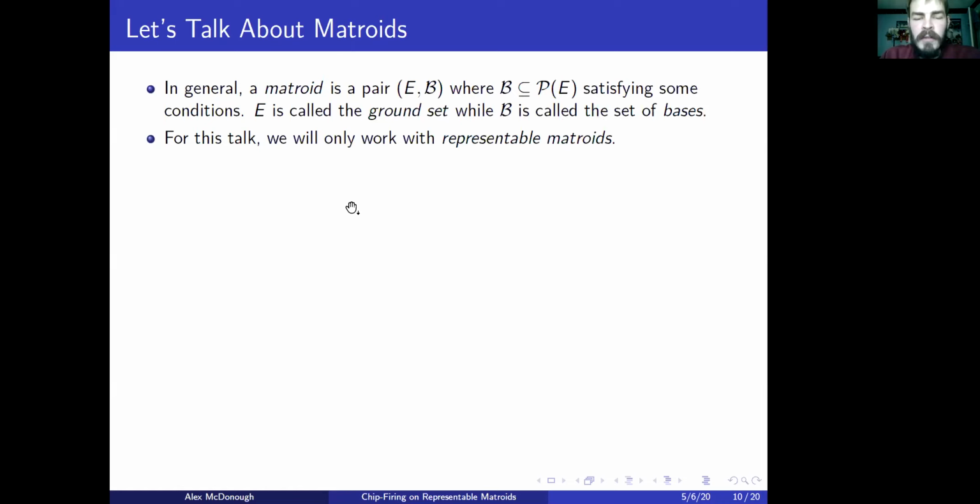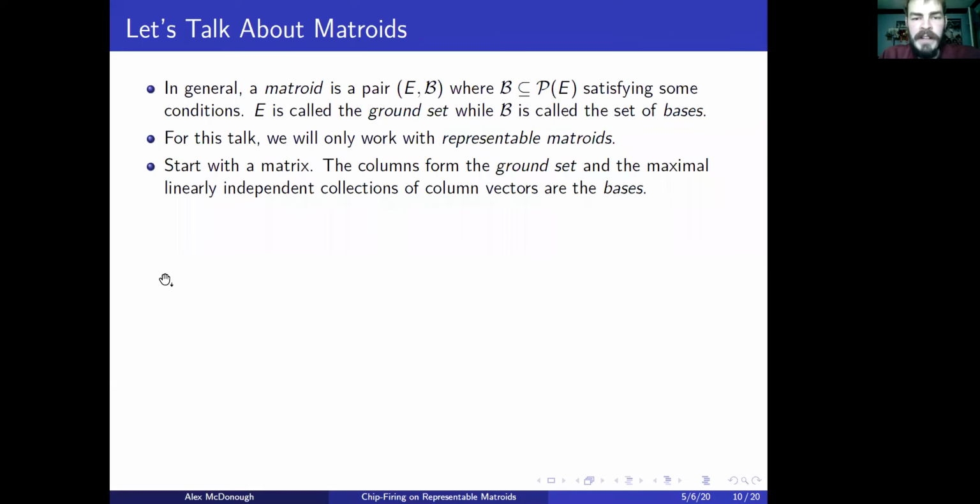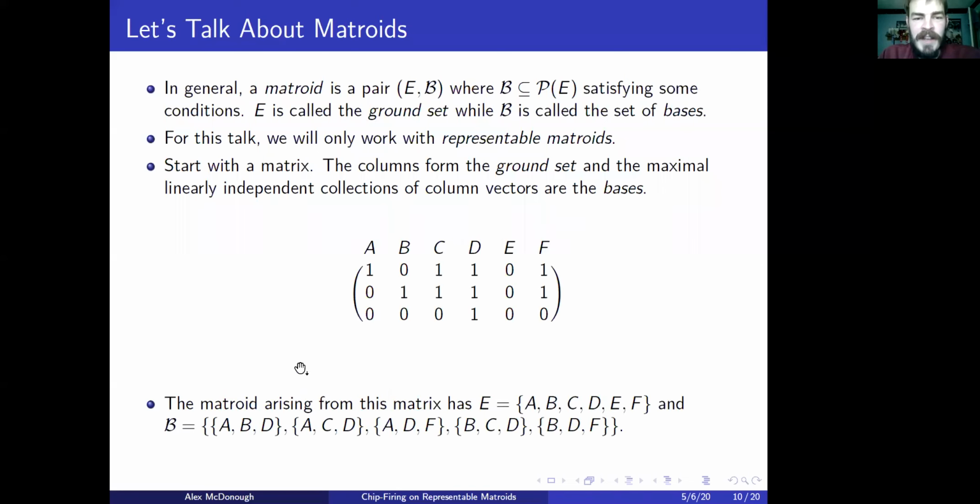And for this talk, we're only going to care about what's called representable matroids. So how do you get a representable matroid? You're going to start with a matrix, and I'll just skip to the matrix here. The columns of the matrix are going to form the ground set, and the maximal linearly independent collections of column vectors are the bases. So in this case, the ground set is made up of all of the columns, and then the bases are all of the sets of columns that are linearly independent. And this is a really nice definition because the bases are exactly the bases in the linear algebra sense.